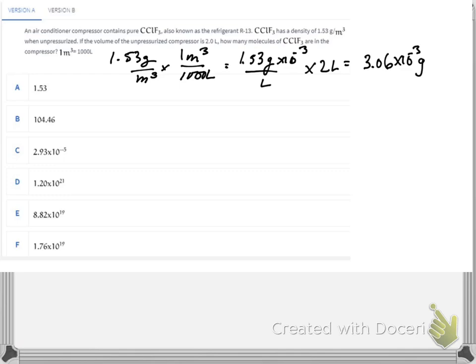So the first thing we do is we convert to grams per liter and then multiply by how many liters we have. If we only have 1 liter, then it's 1.53 times 10 to the minus 3. If we have 2 liters, we have 3.06 times 10 to the minus 3. So now we can do the problem. We have 3.06 times 10 to the minus 3 grams of CClF3.